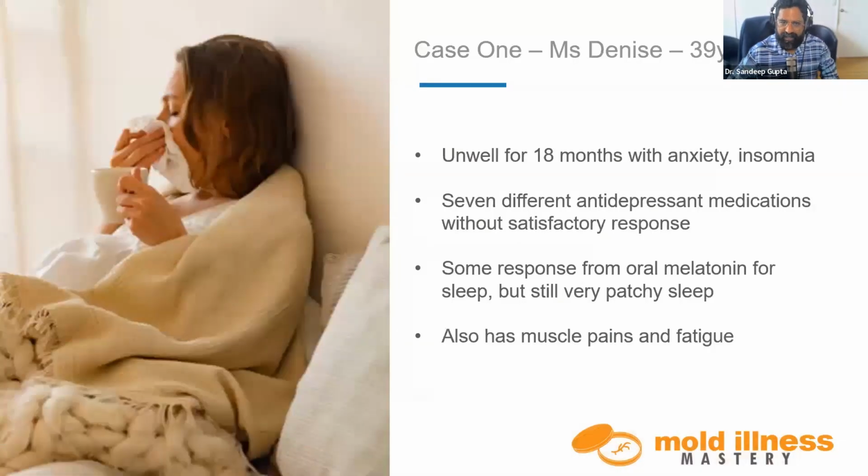Okay, so we're just going to jump into a couple of cases here, guys. What we're hoping is that these cases will illustrate some core principles in working with mold illness that might be helpful. If there are any questions about the cases, feel free to put them in the question and answer pane. This first case we're calling Miss Denise. She's a 39-year-old female. She presented as being unwell for around 18 months with anxiety and insomnia, and it was pretty crippling. It was definitely affecting her life. She wasn't able to function in her job or in her relationship effectively.